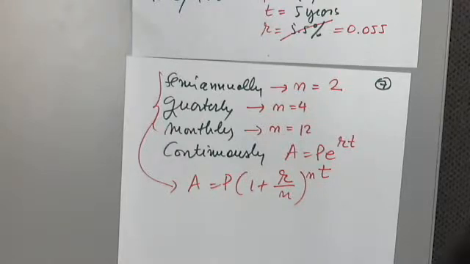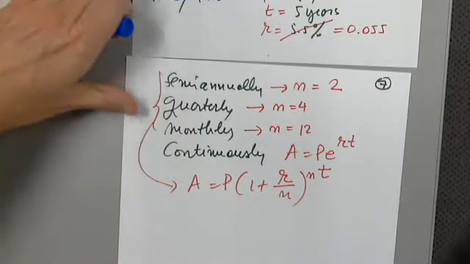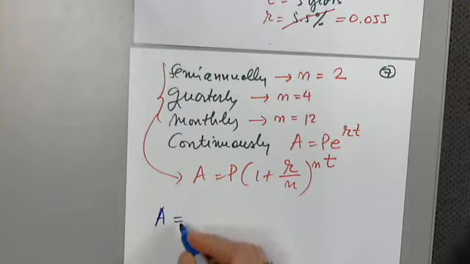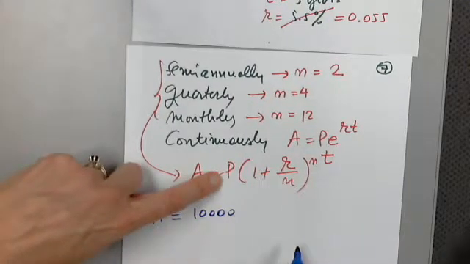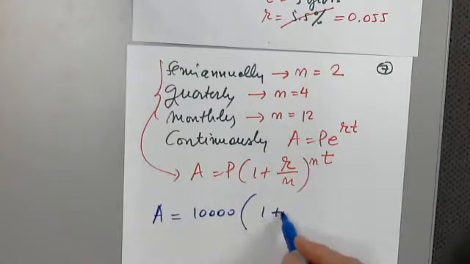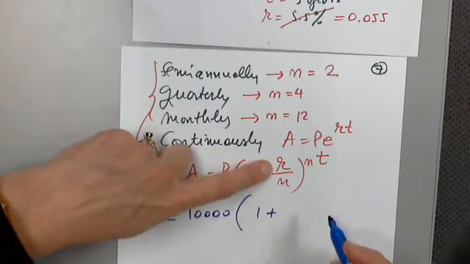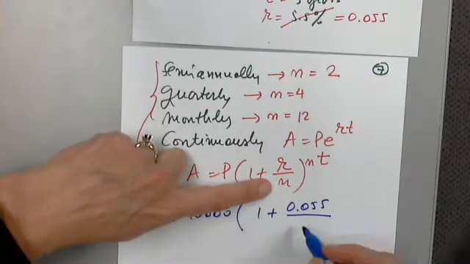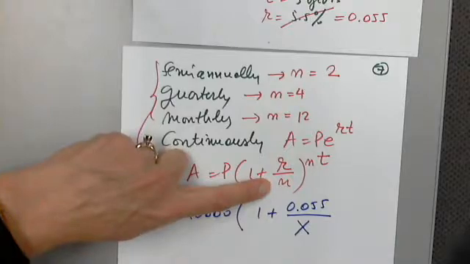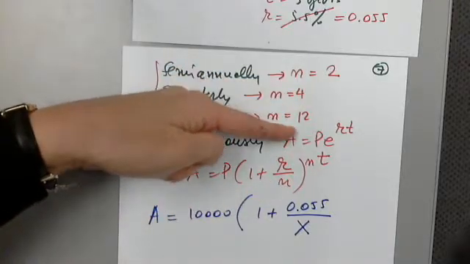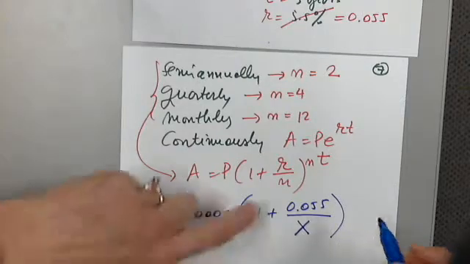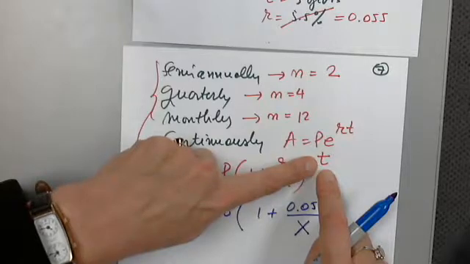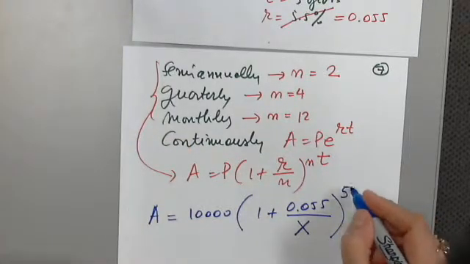So now let's put the information in that we have, and let's see what happens next. I'll start with these three. I will write A equals 10,000, replacing the principal, in parentheses 1 plus 0.055, replacing the annual interest rate. I divide by n. I'm going to name it X, you'll see in a moment why, because it changes from 2 to 4 to 12. And then the power will be X as well. And how much is T? 5. So this is 5x.